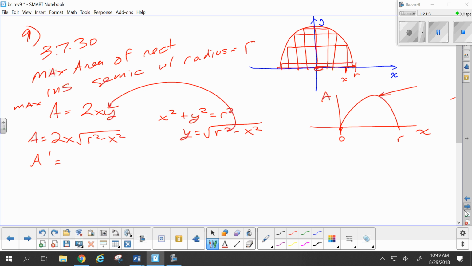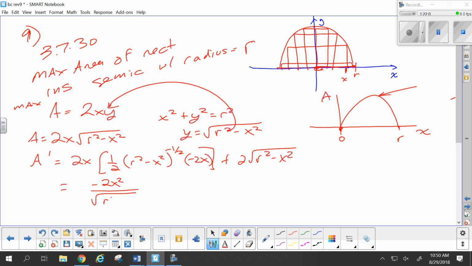Product rule, I assume your derivative went fine. First stays the same, derivative of the second. Actually, this is no picnic. Possibly you made an error. Probably not you, Sydney, but it's possible for me to make an error. Looks something like that. That's my derivative. Really, the cleanup is the key. If I clean this up carefully, I get something like negative 2x squared over the square root of r squared minus x squared, plus 2 root r squared minus x squared. Stop me if you disagree.